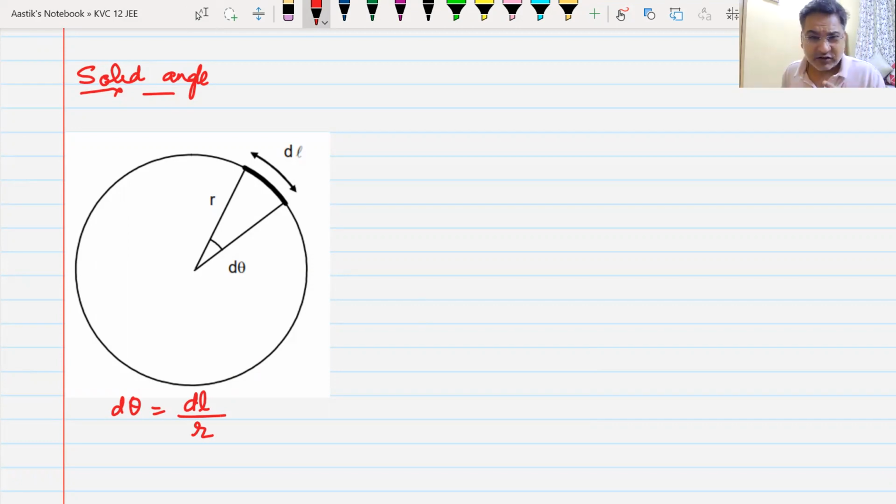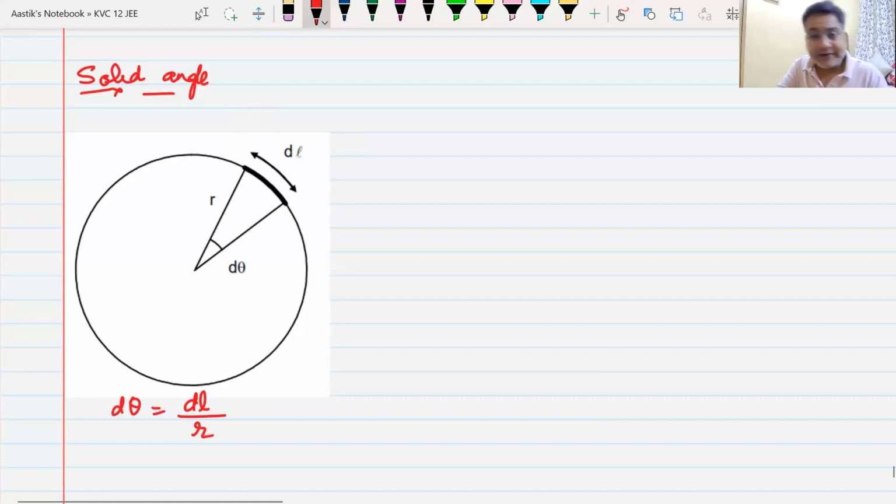It's basically a two-dimensional concept. A line is in fact a one-dimensional body, but whatever angle an arc of a circle subtends at the center of the circle, that is known as the plane angle, and that is the angle that we are using. The SI unit of this plane angle is radians. You know about this, yes or no? Yes, sir.